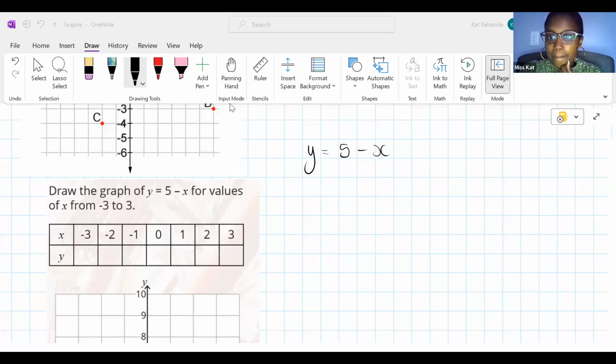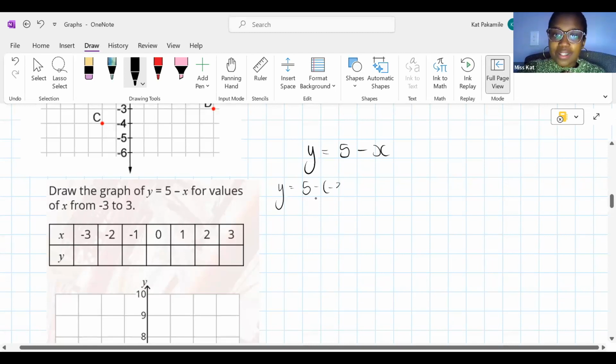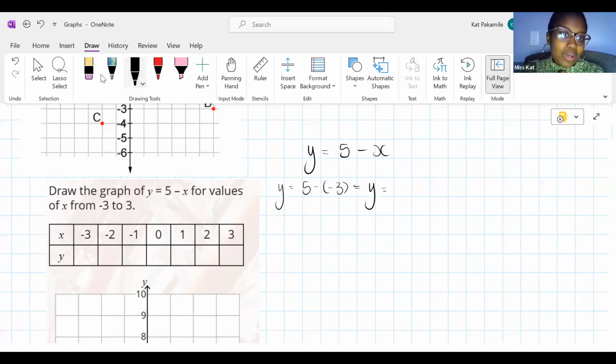Yes, Mpo? So we substitute 5 minus brackets -3. It will actually turn it into a plus. Yes, it will. I wanted to see if you know that. So what's the final answer? It's 8. Beautiful. Thank you. It's going to be 5 plus 3, which is 8. Okay, we have our first output. That's 8. What's our next one, guys?